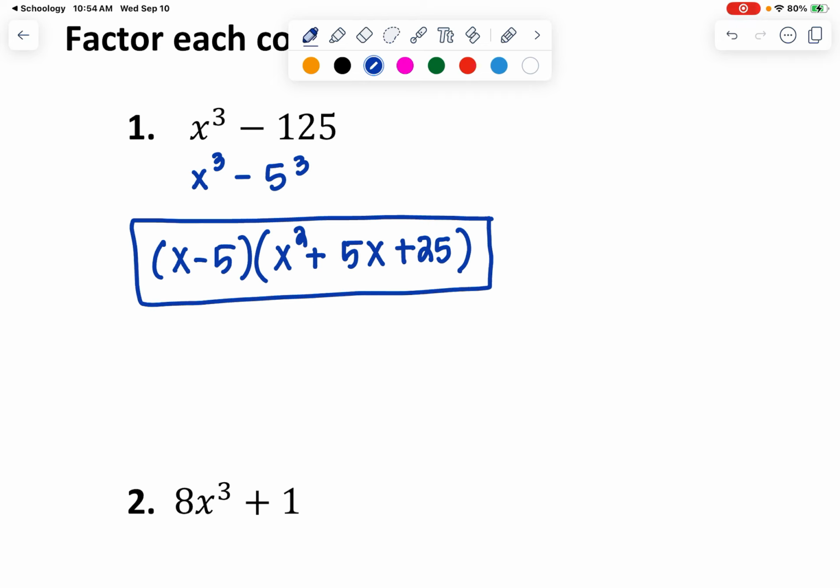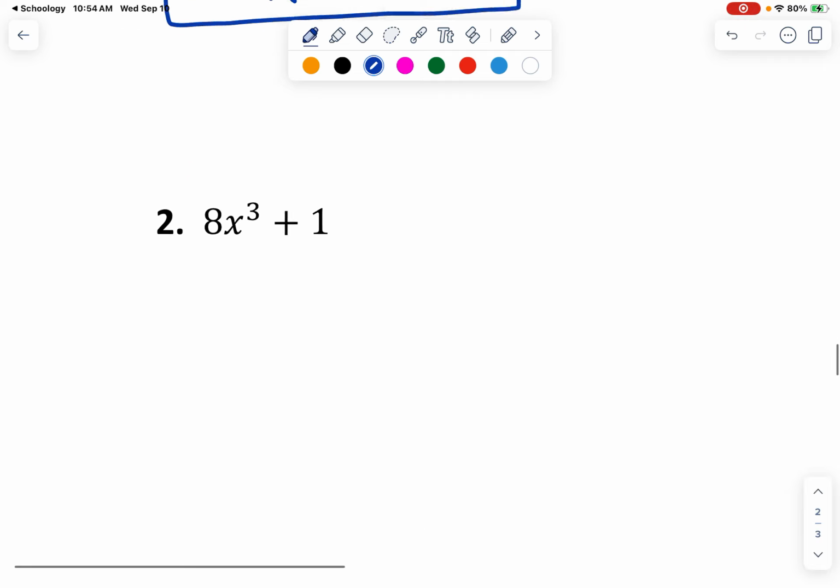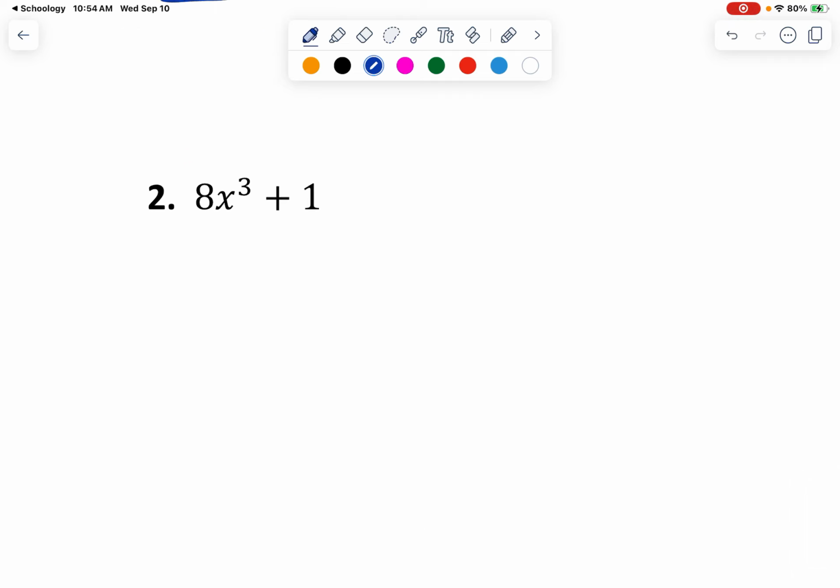X squared plus 5x plus 25 is not factorable. That trinomial you get will never be factorable. Otherwise, this wouldn't be the special factoring pattern, right? It would factor more if it was factorable. All right, let's go ahead and try number 2.